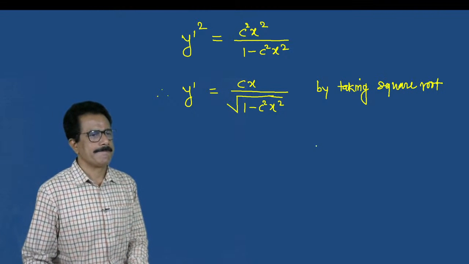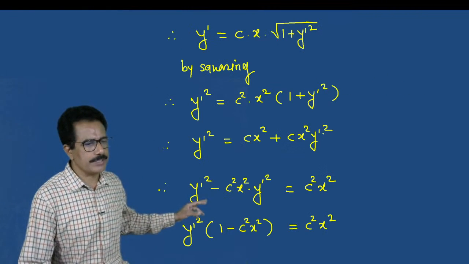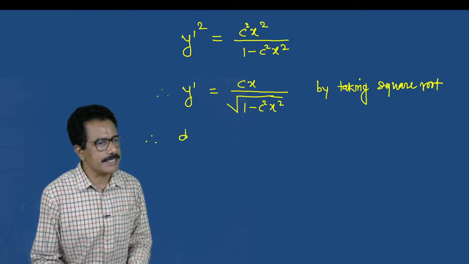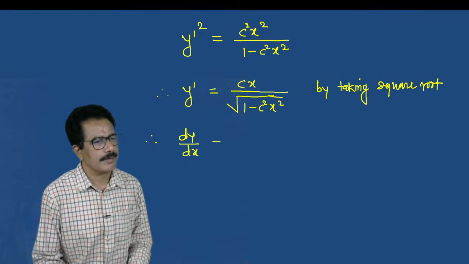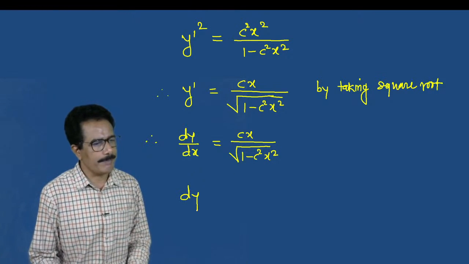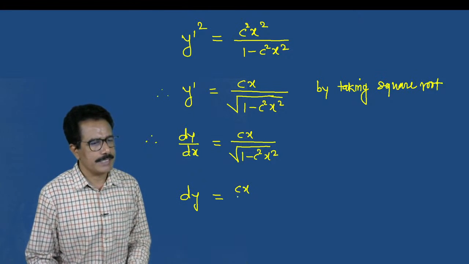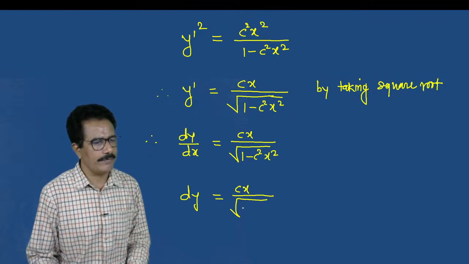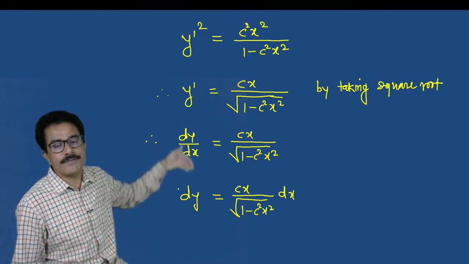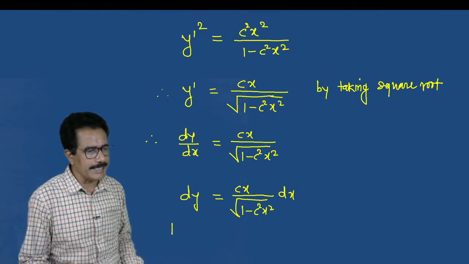Okay, so it will be c square x square. Now y dash means we can write it as dy by dx, which is equals to Cx divided by root of 1 minus C square x square. So separate the variable: Cx divided by root of 1 minus C square x square dx. Actually, we have to find out y. Y means the curve or a function, by integrating.